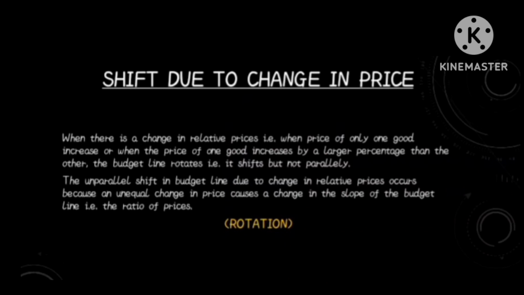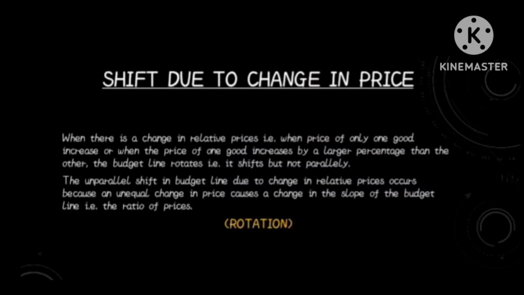Alright, so here is the detail. Shift due to change in price. We already know about that. When there is a change in relative price, when the price of one good increases by a larger percentage than the other, the budget line rotates and it shifts, but not parallelly. A parallel difference does not occur, but it shows us some tiny difference in it.